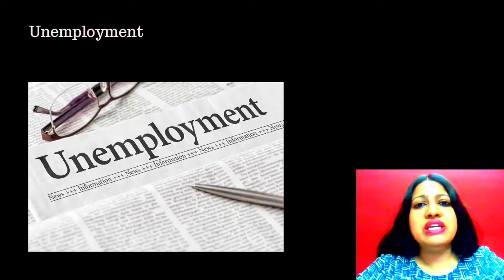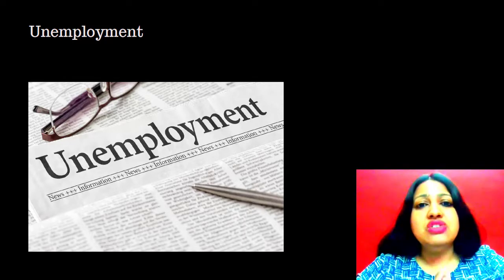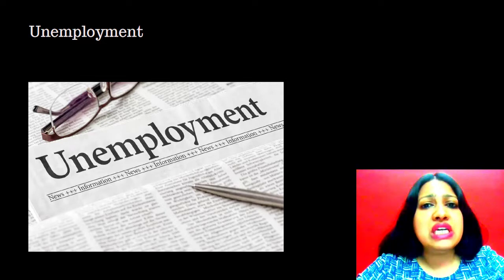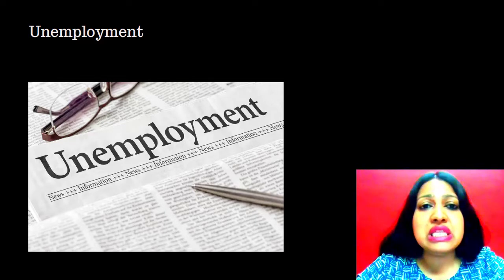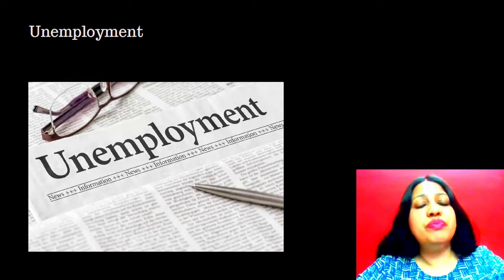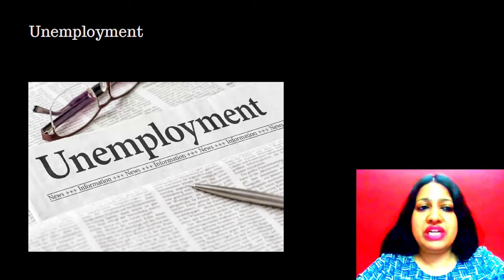The next is unemployment. As I told you already, there was so much population. It was one of the most inhabited countries of Europe, but the jobs were not too many. That's why unemployment was very rampant. So what happens when there is unemployment? People are hungry, people are not able to buy the basic things. So this also became one of the main reasons for the French Revolution.